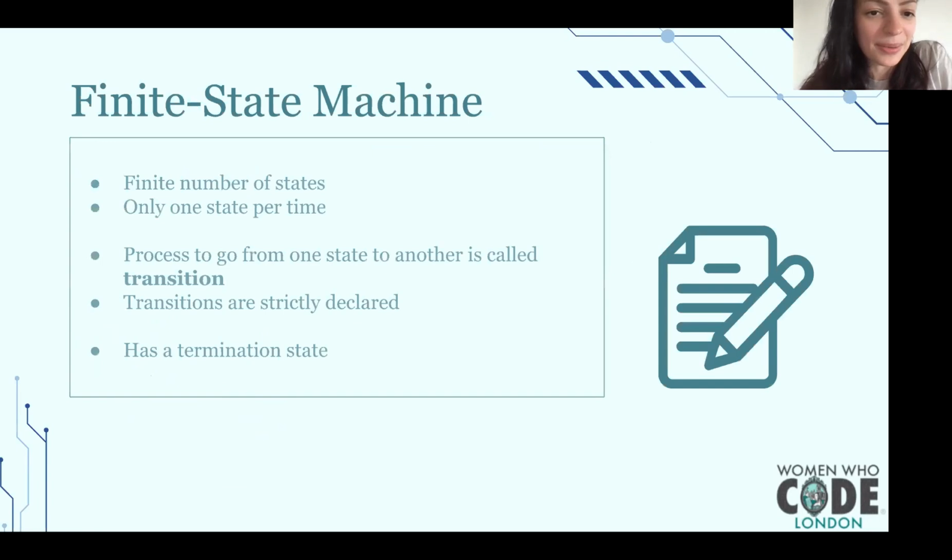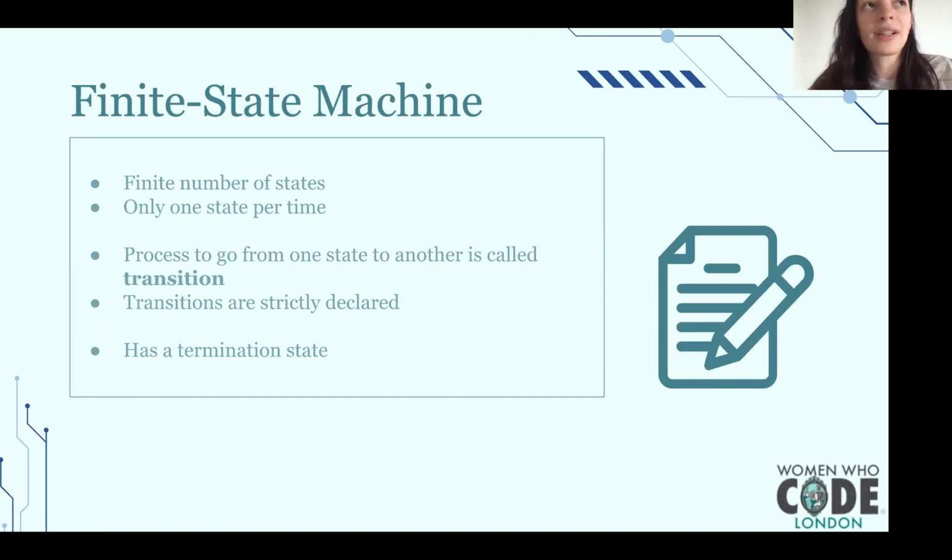Some properties of finite state machine. Finite number of states. Only one state at a time, so your object can't exist in two states at a time. The process to go from one state to another is called a transition. So you can say my model is in this state, then the transition happens and my model becomes in this state.